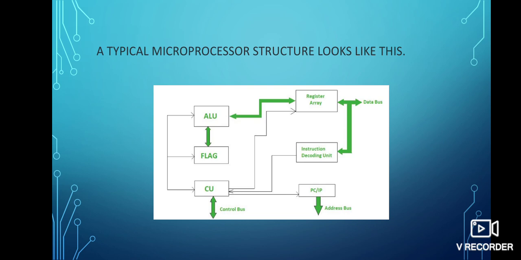This is the simple structure of a microprocessor. The ALU, the register array and the flag register are connected. All these instructions are in the register array, the CPU is the instruction decoding unit, and the program counter is the PC, or IP address.